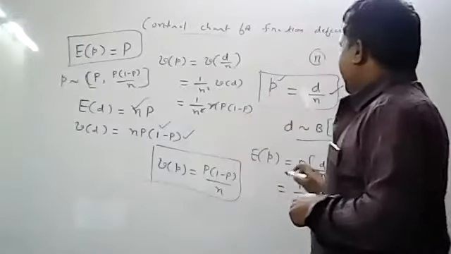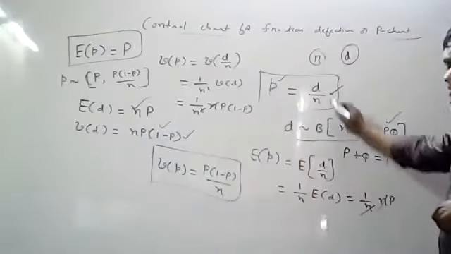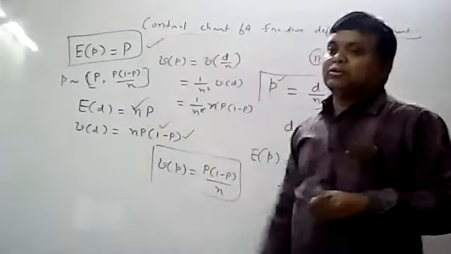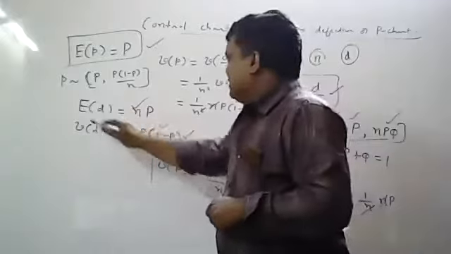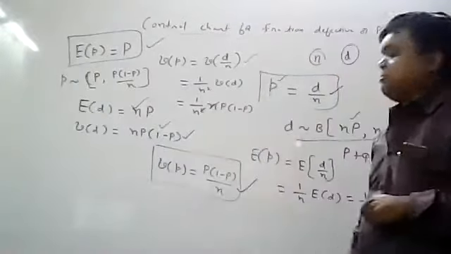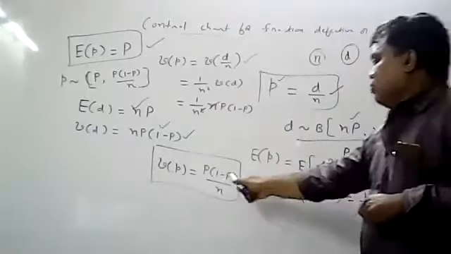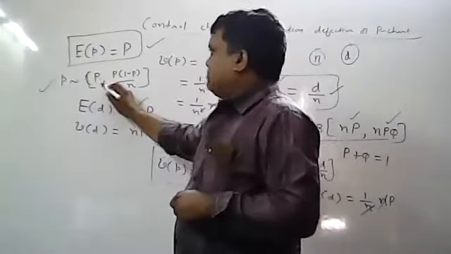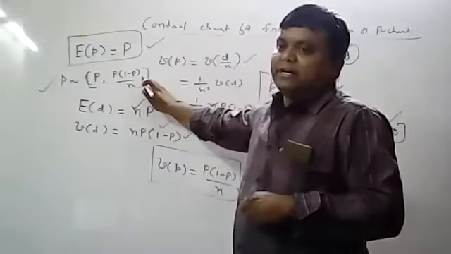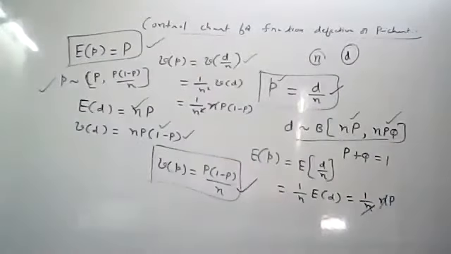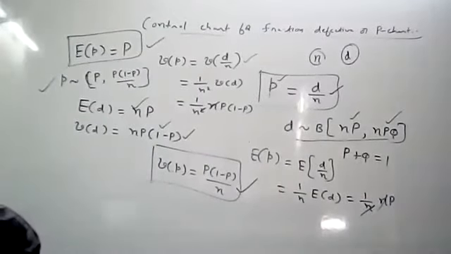That's why I considered expectation of small p. Small p is nothing but d by n. If I simplify, expectation of small p equals capital P. Next, I am calculating the variance. If I simplify, variance of small p equals capital P into 1 minus capital P by n. That means small p follows with mean capital P and variance capital P into 1 minus capital P by n. Is it clear, all of you? If it is clear, I will continue with the control limits.